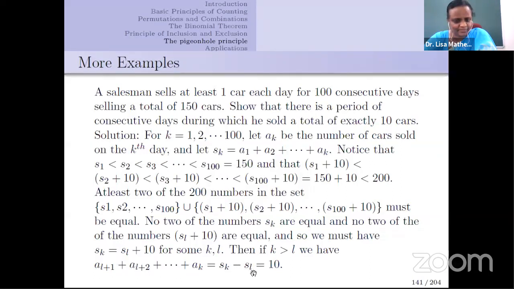Of course, one of them has got to be bigger than the other. So suppose I take K is greater than L. Then I have a(L+1) plus a(L+2) up to aK is equal to Sk minus SL. And Sk minus SL, according to our statement here, is equal to 10. So within that, from the (L+1)th day to the Kth day, the salesman has sold exactly 10 cars.